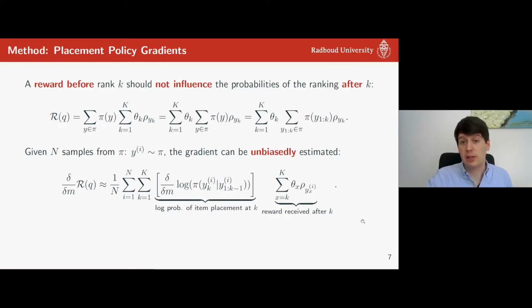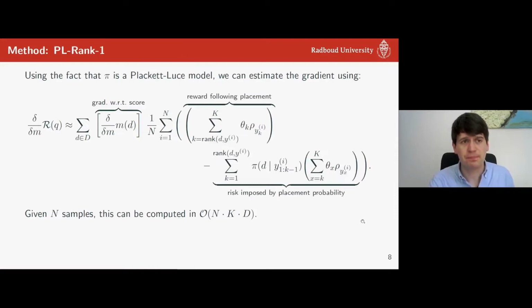But the next method, which takes this as a starting point and then further derives something new, does do that, which is why we call it Plackett-Luce rank 1. You can probably already tell that there's going to be Plackett-Luce rank 2. But we'll start with 1. We take this placement policy gradient, and in the paper we further derive another estimator that makes use of the fact that pi is a Plackett-Luce ranking model. And what we get is the following.